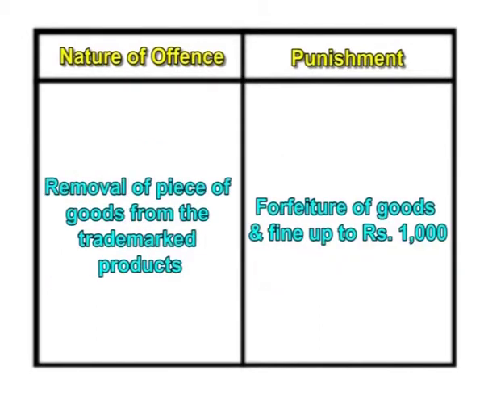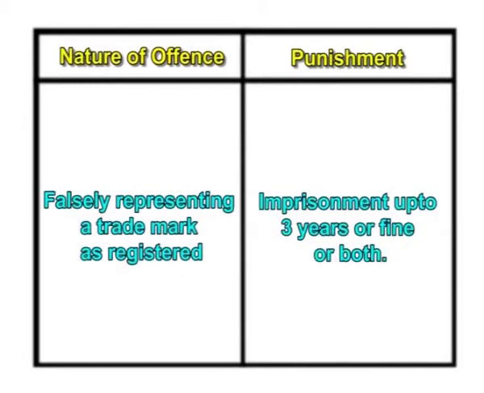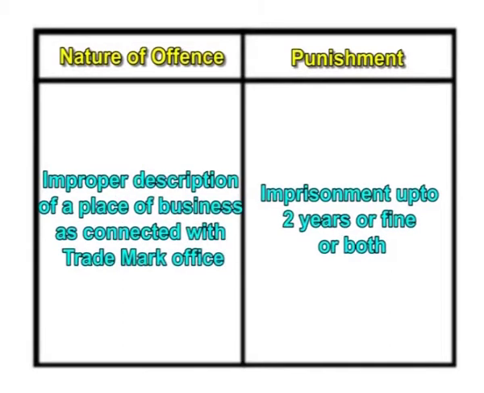Third, removal of pieces of goods from the trademark products: forfeiture of goods and a fine up to 1,000 rupees. Fourth, falsely representing a trademark as registered: imprisonment up to 3 years or fine or both. Fifth, improper description of a place of business as connected with the trademark office: imprisonment up to 2 years or fine or both.